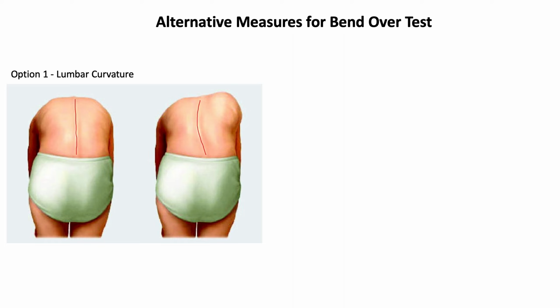Now, alternative measures for the bend over test could be the curvature of the lumbar spine when the patient is bent over. Here, this is a normal patient, and here is a patient with scoliosis. As you can see, there's a curvature here that can also be quantified. And these images can be taken from a smartphone, without the need for exposure to X-rays or CT scans.